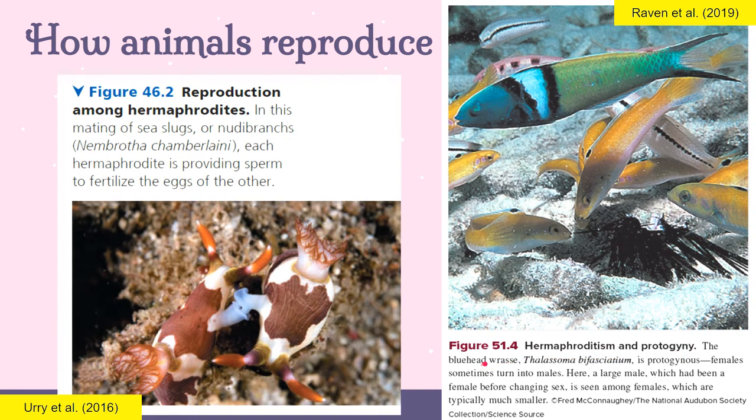So we have here hermaphrodism and protogyny. Okay, so the blue head wrasse with the scientific name Thalassoma bifasciatum. Okay, so the females of this species can sometimes turn into males. So here we see a large male, okay, which had been a female before changing its sex. So this used to be a female, but possibly because of the absence of male in the population, it turned into a male, and then it is now capable of fertilizing the egg cells of the other female fish.